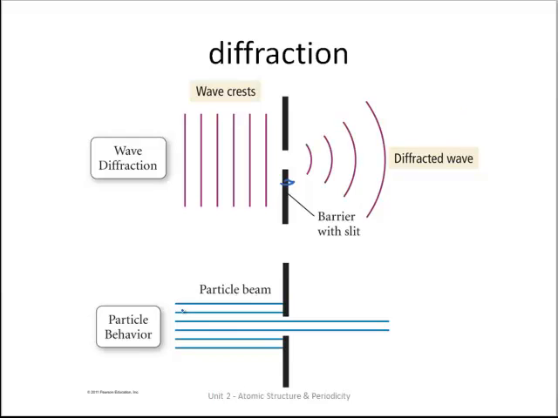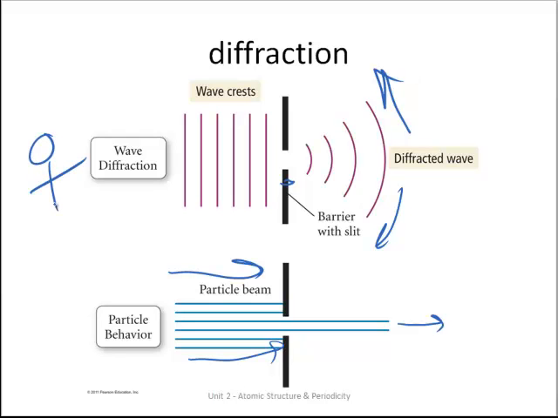If particles are sent through a barrier, the particles that do go through the slit will go through, but they won't propagate throughout the medium. They won't spread out as waves do. Okay. A real-world example of this would be, of course, if you're standing outside of a building and you yell.